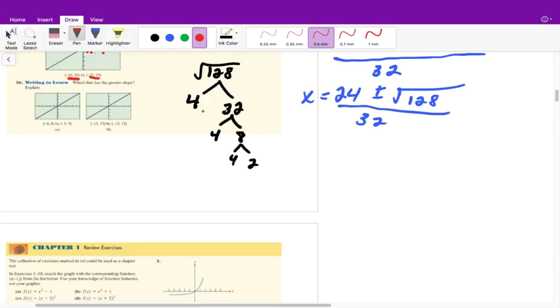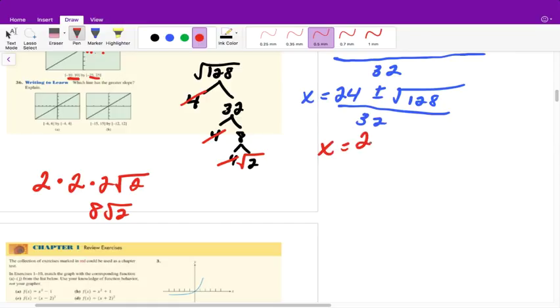So now we look and we say, okay, I can take the square root of 4, so I can take out a 2. I can take the square root of 4, so that's another 2. I can take the square root of 4, that's another 2. The square root of 2, I can't take the square root of it, so it must remain. So it's going to be times the square root of 2. 2 times 2 times 2 is 8 times the square root of 2. So this will then reduce to x is equal to 24 plus or minus 8 times the square root of 2 over 32.